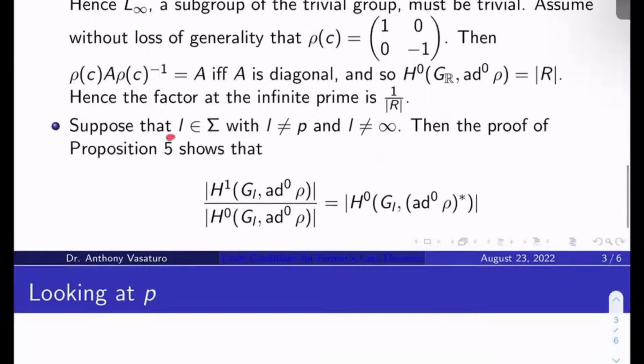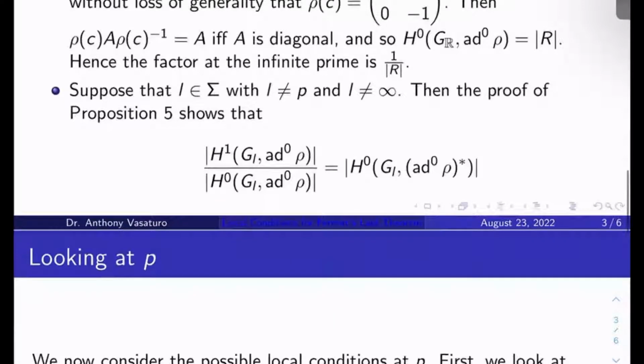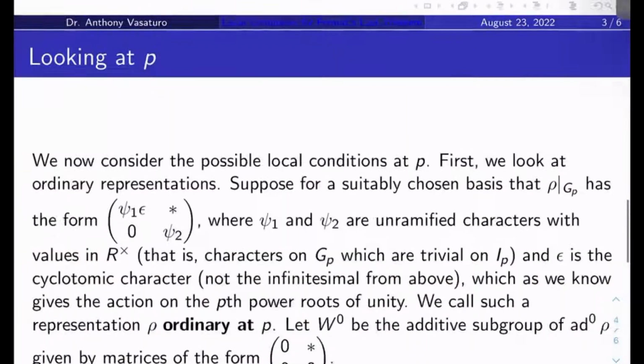How about primes l in Sigma that aren't P and which aren't infinity either? I didn't give you the proof of proposition 5, the whole growth of the Selmer group proposition from last video. But if you look at the proof, you find that the size of H1(G_l, ad zero rho) over the size of H0(G_l, ad zero rho) is equal to the size of H0(G_l, ad zero rho star). This is exactly what we needed to compute in that case, and so here would be our factor. The only thing missing is what happens at the prime P.